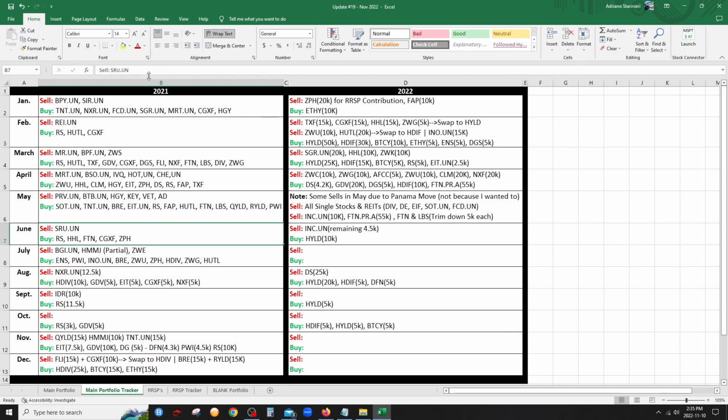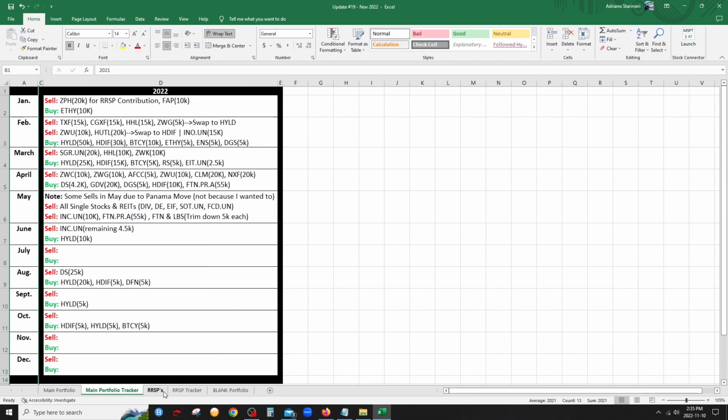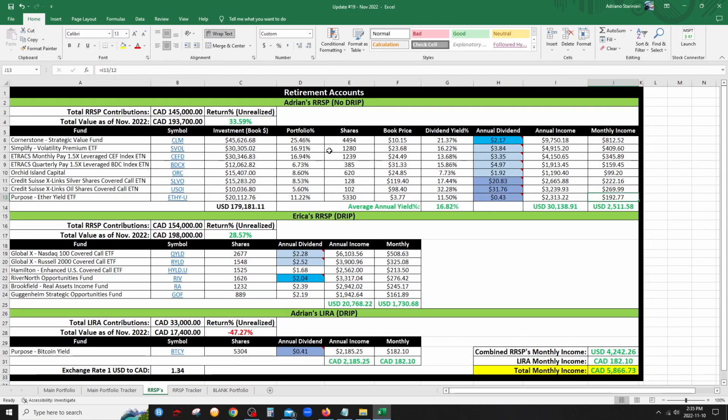And you could see the 2021 moves that I made. I started tracking this in January of 2021 for the main portfolio. For the RSP, I only started in May 2022. But when it comes to strategy, it's really just to get the biggest yield I can with my account.